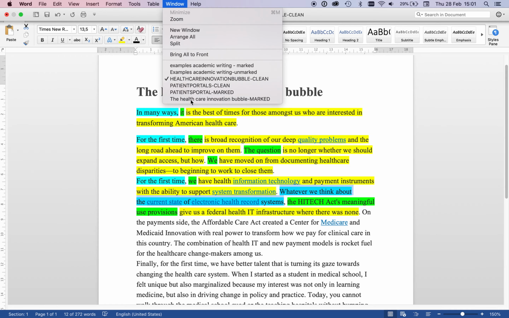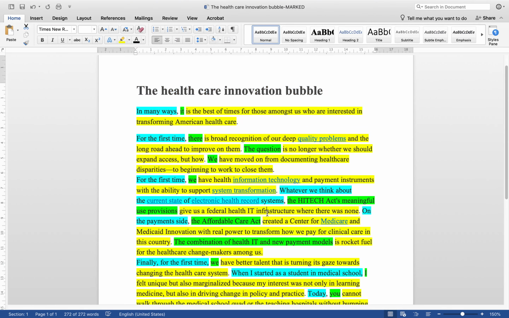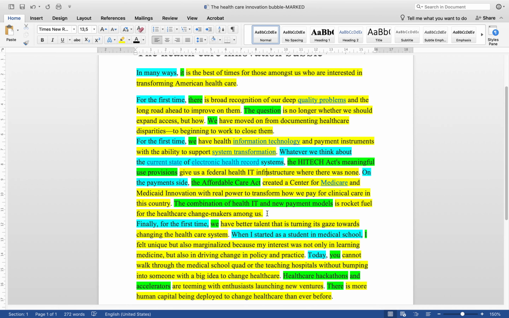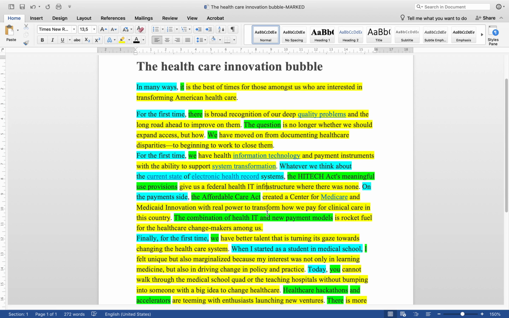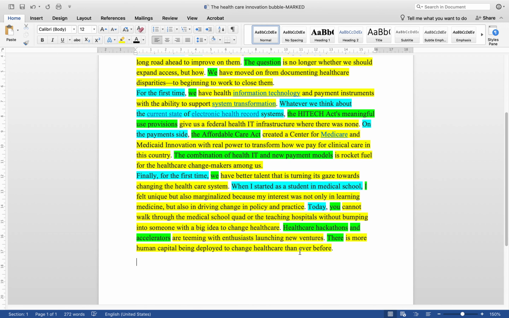I have provided you with this analyzed document here. It's called the Healthcare Innovation Bubble Marked. And I marked the first couple of paragraphs for you, so you can practice whether or not you understand these concepts. Now, I would highly encourage you to take this text, save it, then clean all the markings and try if you can mark it yourself, just to know for sure that you actually get it. Let me see if I can find any example here.